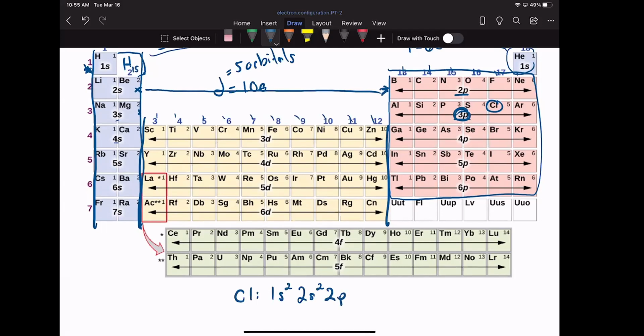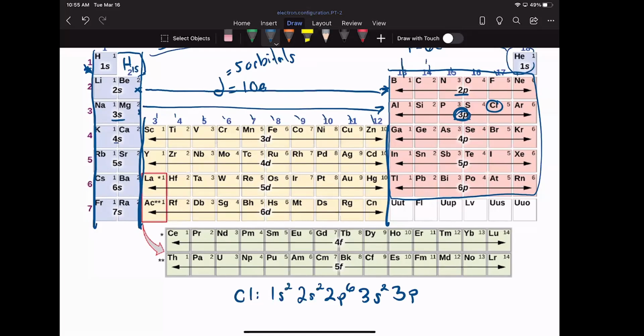2p. How many electrons fill up the p subshell? 6. Now I'm going to go another energy level. I'm in the 3rd energy level. 3s2. And then I'm going to go across, and I got 3p. And the number of electrons that I'm going to put in here, I'm going to count the number of columns until I get to chlorine.